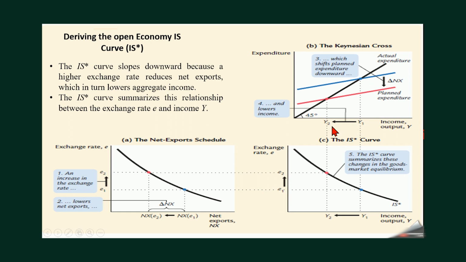So what we find in panel C is that a rise in the exchange rate from E1 to E2 leads to a fall in output from Y1 to Y2. And this gives us a downward sloping IS* curve in the economy, giving a negative relationship between E and Y.